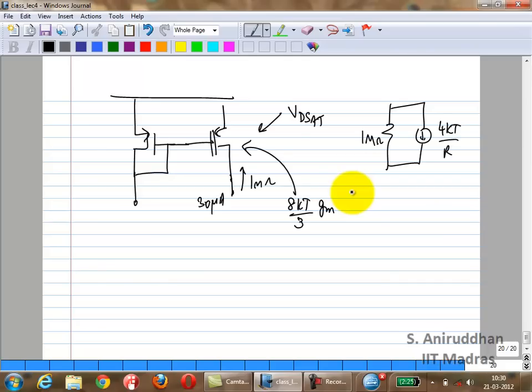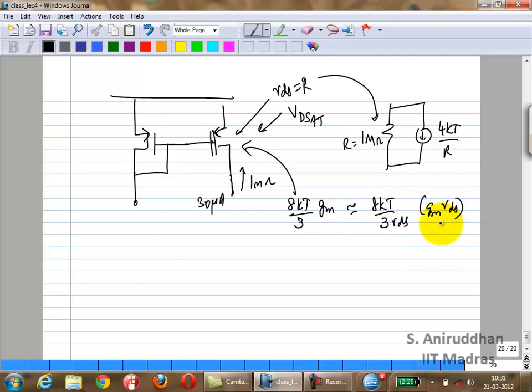So I'll rewrite this. We know that the RDS of this is the same as this R. So I'll rewrite this as something like this. In one case you had 4kT/R, in the other case you have 8kT/3RDS, which is a similar number, times gm RDS. So the noise of this active load is definitely going to be much larger than if you use a physical resistor. Correct?